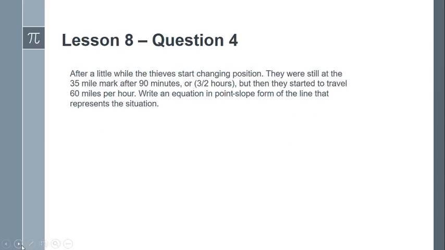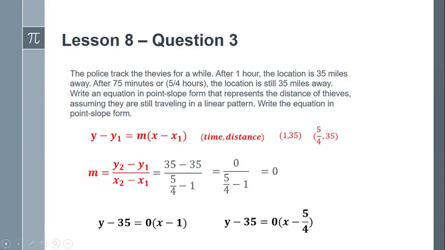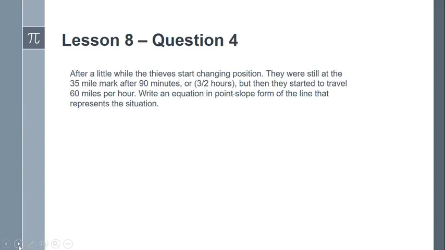So lesson 8, question 4 asks, after a little while, the thieves start changing position again. So now after their little break where they stopped moving, they're going to move again. They were still at the 35-mile mark after 90 minutes, or 3/2 of an hour, but then they started to travel at 60 miles per hour. So now they want us to write an equation in point-slope form of a line that represents that situation.